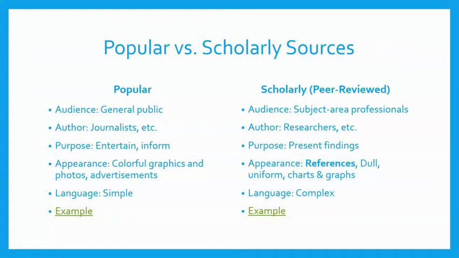Scholarly sources, on the other hand, are written for subject area professionals. So the language is written in a way that they assume you understand basic concepts in that field and that you have some of the common knowledge, and so they'll just gloss right over that. The authors are usually researchers or professors, people who study this for a living, and it's usually to present findings. So they did some sort of study and they want to tell you about it. This is what they found.